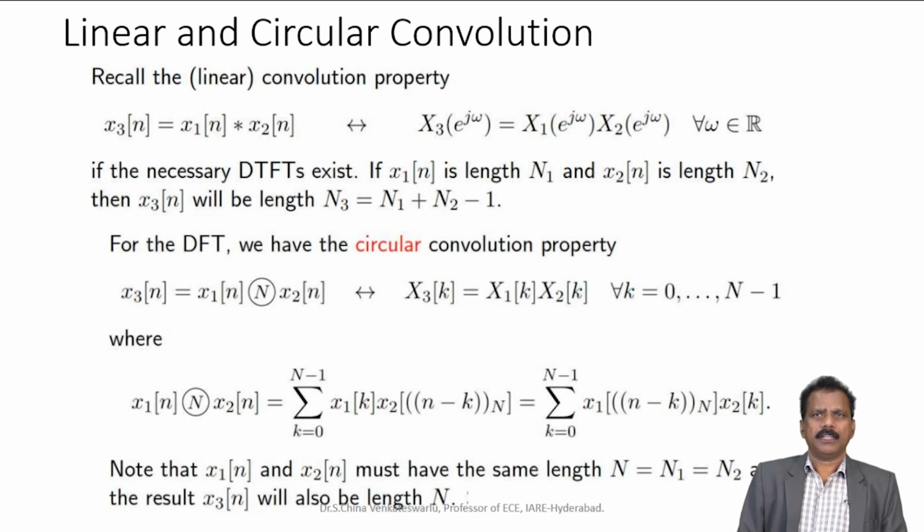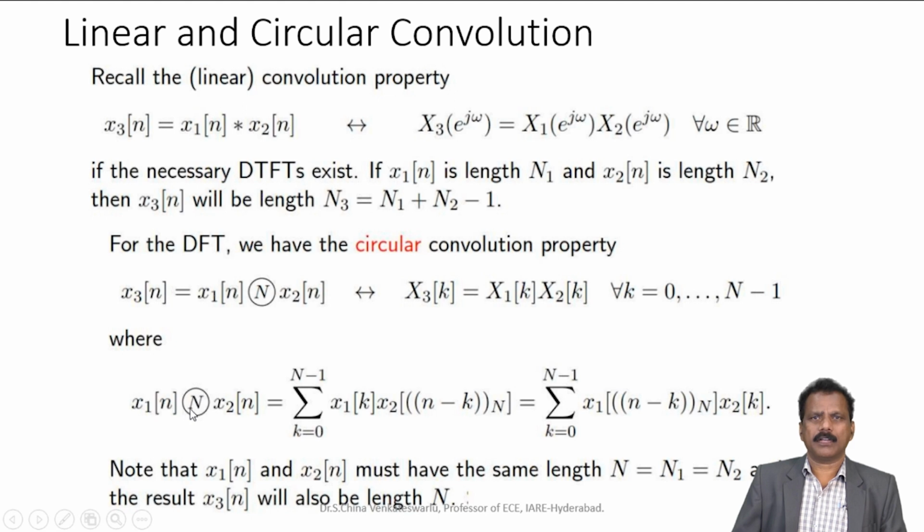For the DFT, we have the circular convolution property. With this, x3 of n is equal to x1 of n circularly convolved with x2 of n, and X3 of k is equal to X1 of k times X2 of k, for k equal to 0, 1, 2, 3 up to N minus 1. So here it is circular convolution.